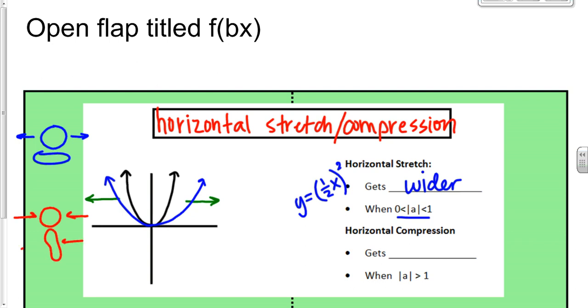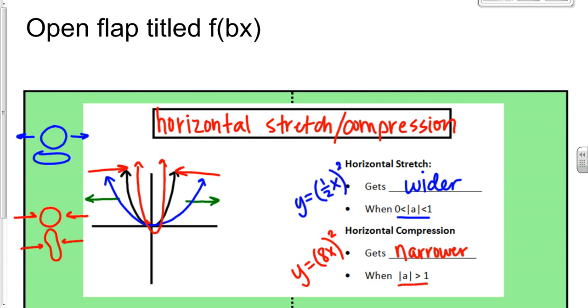Because you're pushing in this way. So same thing with this graph. It's going to get skinnier because you are pushing it horizontally. Okay, a horizontal compression. So it's going to get narrower, and that's when a is greater than 1. So again, an example of that would be like y is, in parentheses, 8x and then squared.